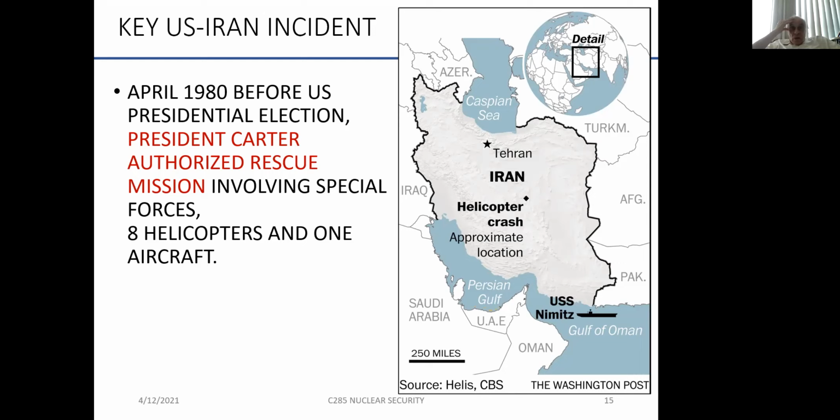The operation involved special forces, 8 helicopters, and an aircraft. They were going to land in the desert and then proceed by surface transportation up to Tehran to obtain the release of the hostages. But there were problems. There was a sandstorm. 2 of the helicopters crashed, and Carter, under duress, canceled the operation midway. So the group never got to Tehran to try to rescue the hostages.